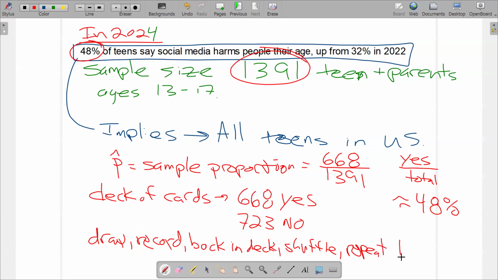And we're going to repeat 1,391 times. What's going to happen is based on those yeses and nos, we're going to get a new set of yeses and nos. There's not going to be 668 of them though, for yes. It's going to be slightly different. Why? Because I put the card back in the deck each time. This technique of draw a card, record it, put it back in the deck, shuffle it, repeat, however big the sample was, this is an idea called bootstrapping.